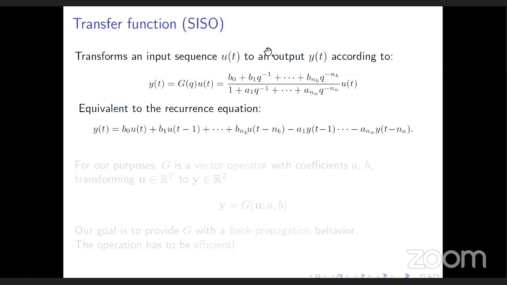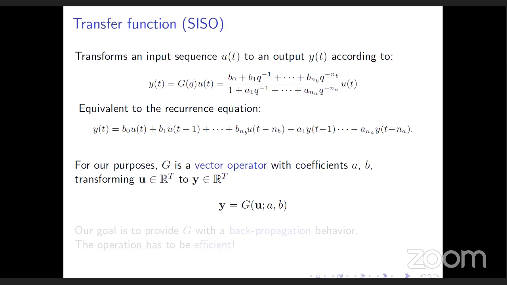So a SISO transfer function G transforms an input sequence u into an output y, and it has numerator and denominator coefficients b and a, using a standard notation, a standard transfer function. For our purpose, G is also a vector operation. It's better seen as a vector operation that transforms an input sequence u of length T to another finite sequence y of length T, using also the coefficient vectors a and b.